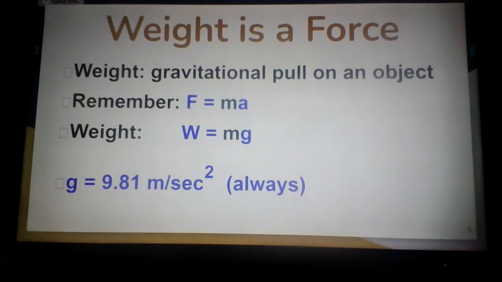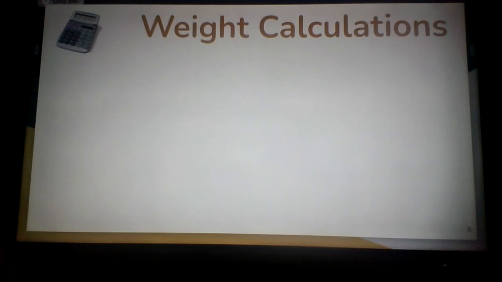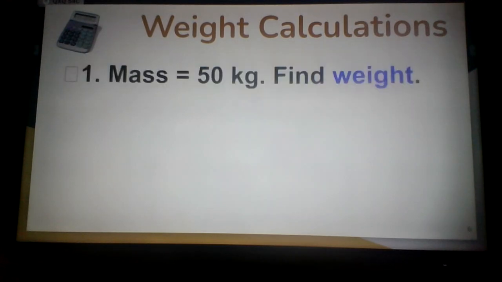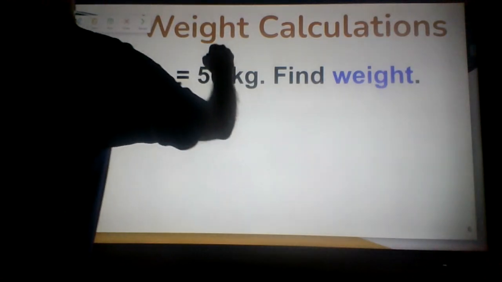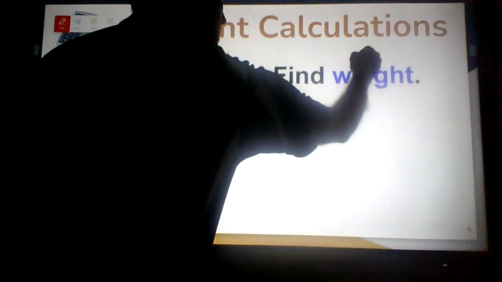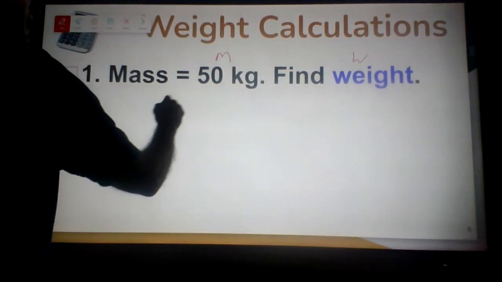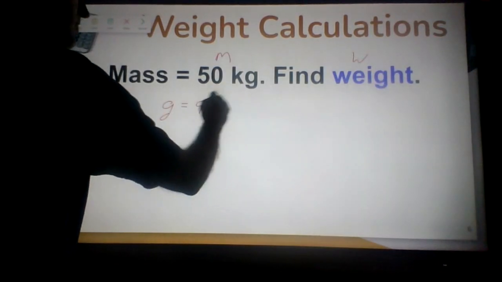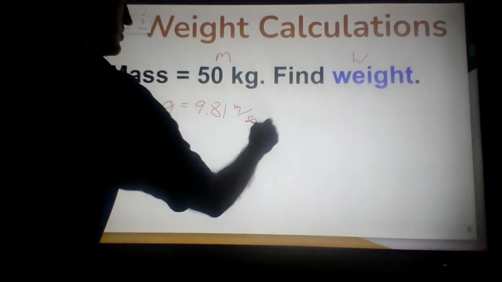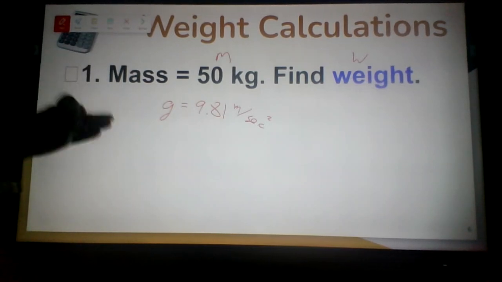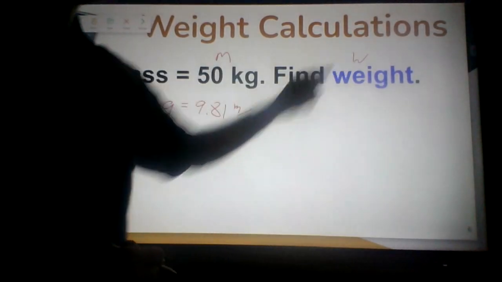Ready? Now, you see a picture of a calculator, you know what's coming. We're going to do a math problem. I have an object with a mass of 50 kilograms. I want to find the weight. Well, here's what I'm going to do. I'm going to label. Now, when we have word problems, we're going to label everything. Here's mass. We're looking for weight. We know gravity is always going to be this number right here. When we do word problems, I want you to label, put the letters above the numbers.